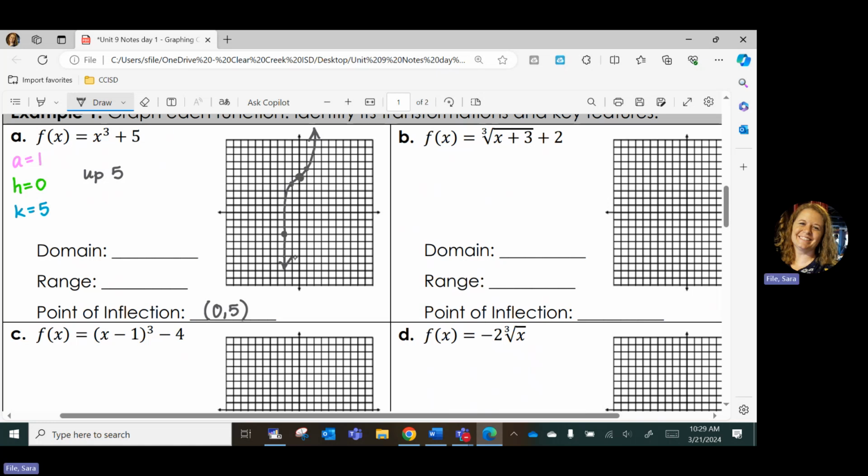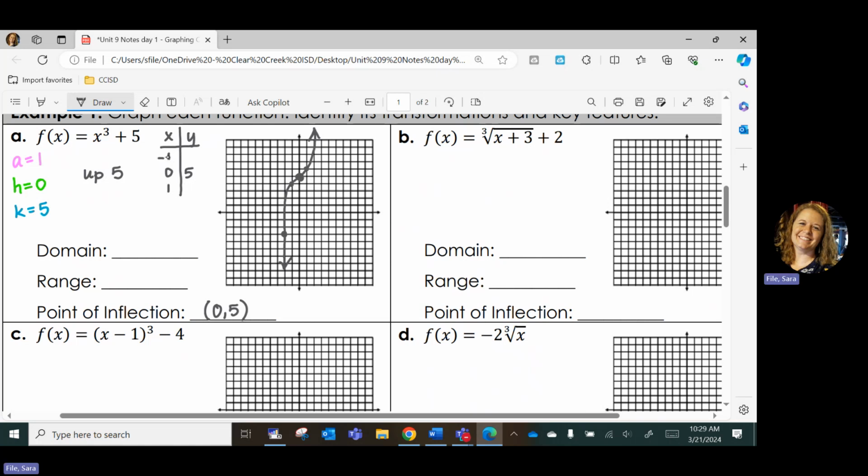Now, when we start dealing with A's other than 1, that's going to change how we move from that point of inflection. Your other option is always a table, just like I told you when we were plotting the parent function. If it helps you to physically have a table of values, start with your HK and then get some points to the left and some to the right.